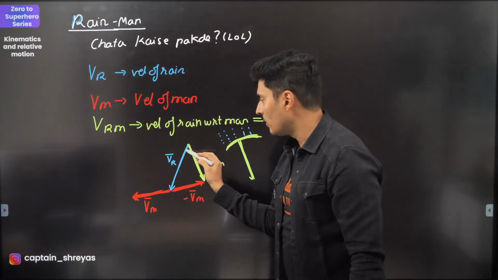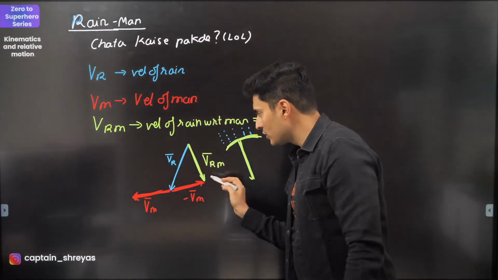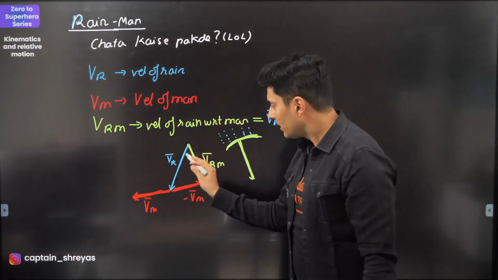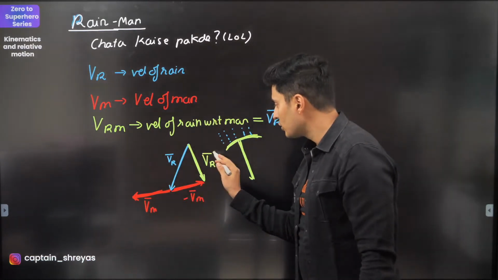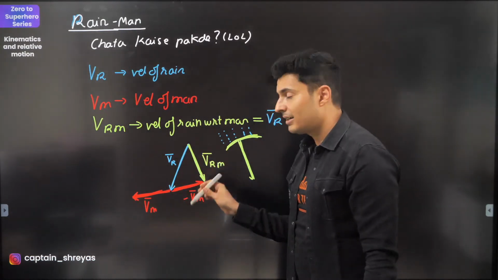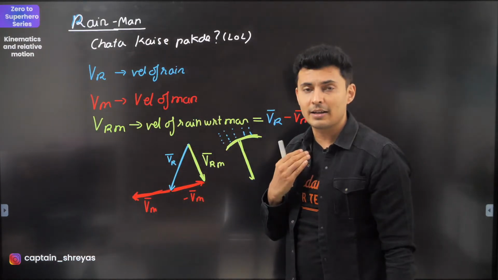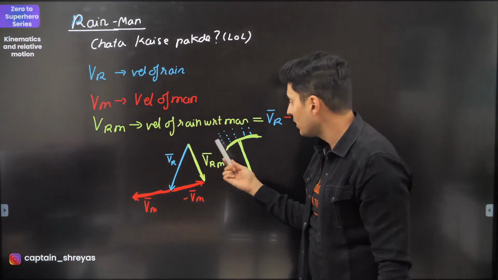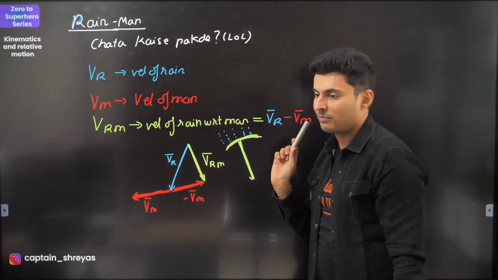Forget this now. Just use the triangle law. VR minus VM gives you VRM. Simple. This plus this gives you this. So that is VRM. This green vector tells you how the rain feels like coming. So you are going to hold the stick of your umbrella along this VRM direction.